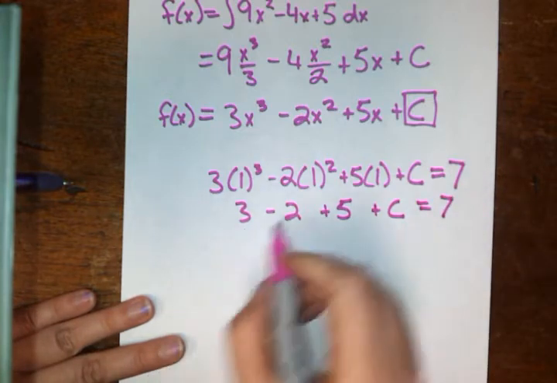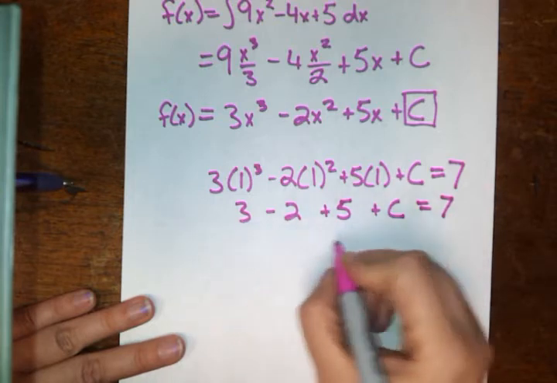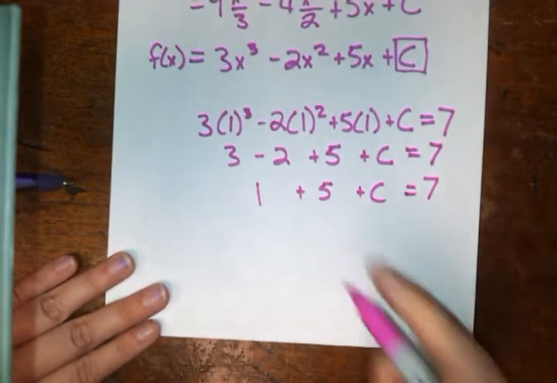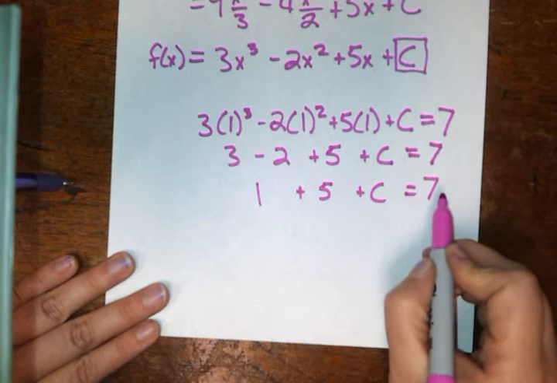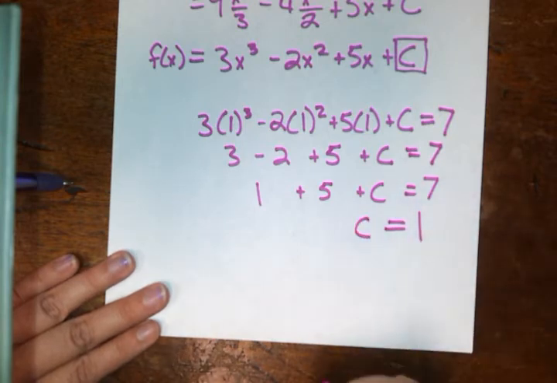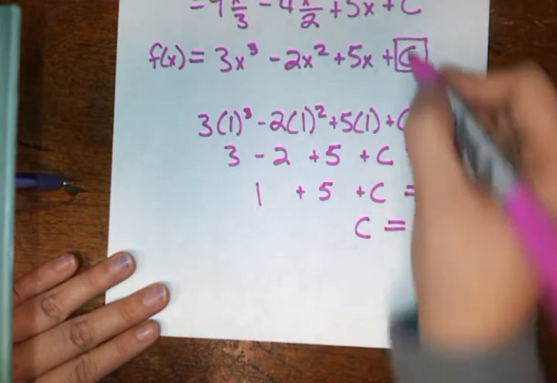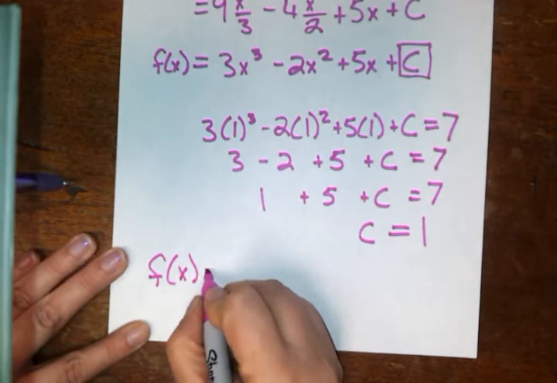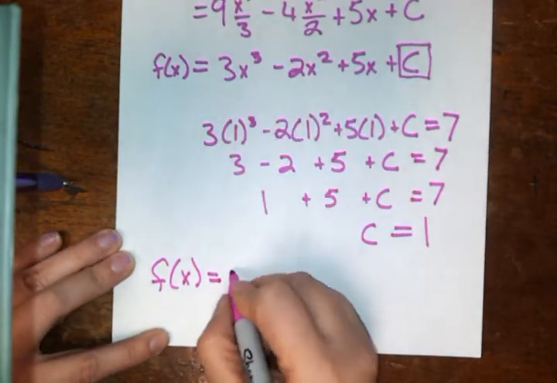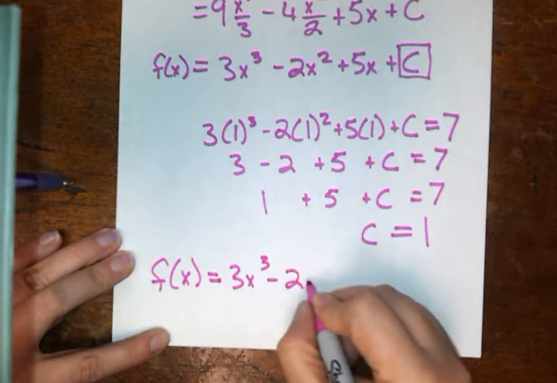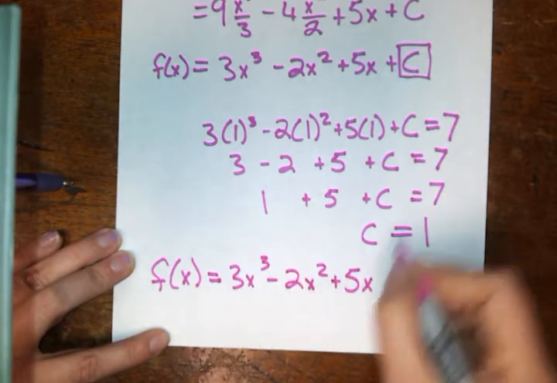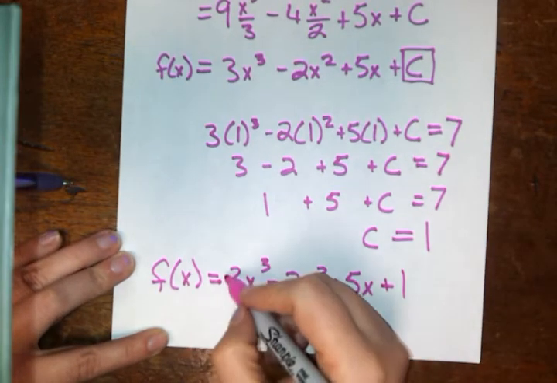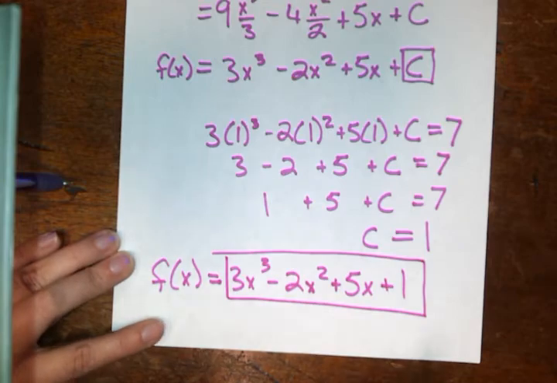So we have 3 minus 2 is 1, plus 5 plus c equals 7. Simplify that a little bit further. We've got 6 here, a 7 here. Subtract the 6, c equals 1. Okay? So we know what our c is. So now we can rewrite our f of x, the exact f of x that they're looking for. We already knew it was 3x cubed, minus 2x squared plus 5x. The only thing we didn't know was what c was, and now we know that c equals 1, so it's plus 1. And that is the answer that you will put into WebAssign.